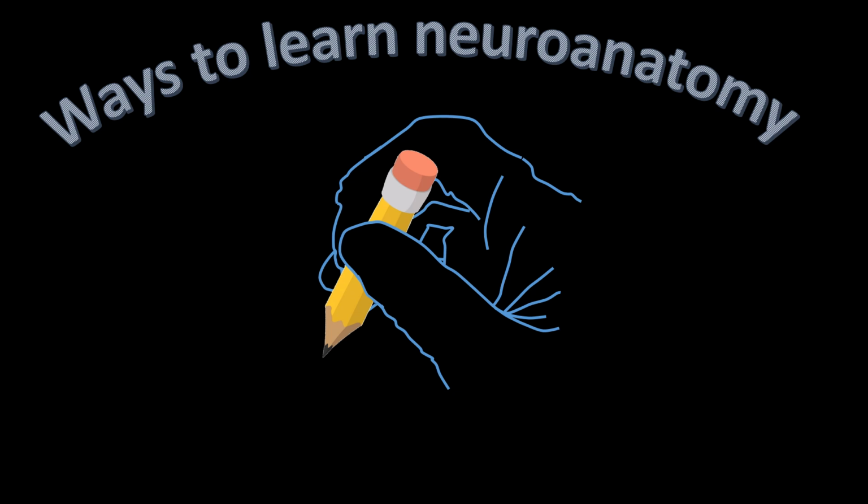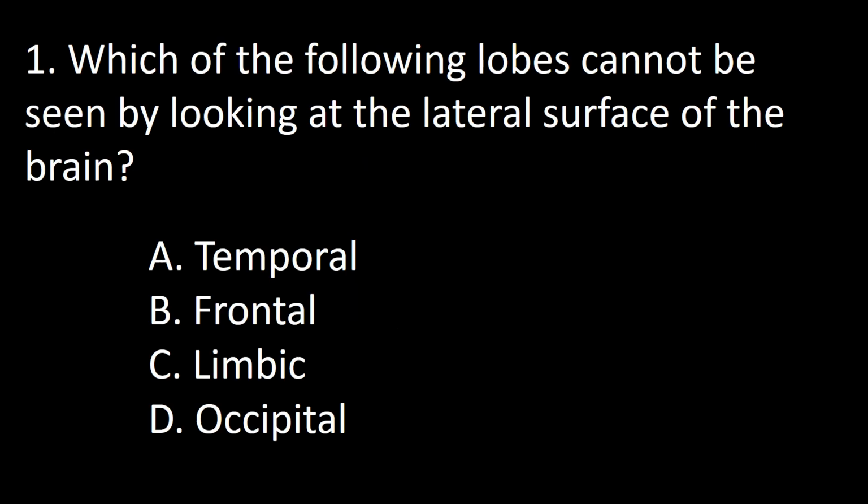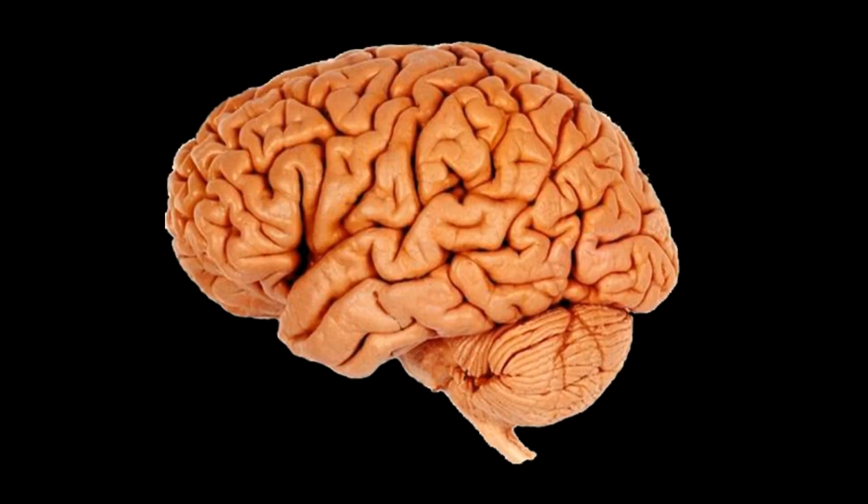For this to be so, you need to sit with a paper in front of you and follow visual clues and audio instructions and draw the brain as clues and instructions are presented. First question. Which of the following lobes cannot be seen by looking at the lateral surface of the brain? A. Temporal, B. Frontal, C. Limbic, D. Occipital. This is the lateral or superior lateral view of the brain surface.